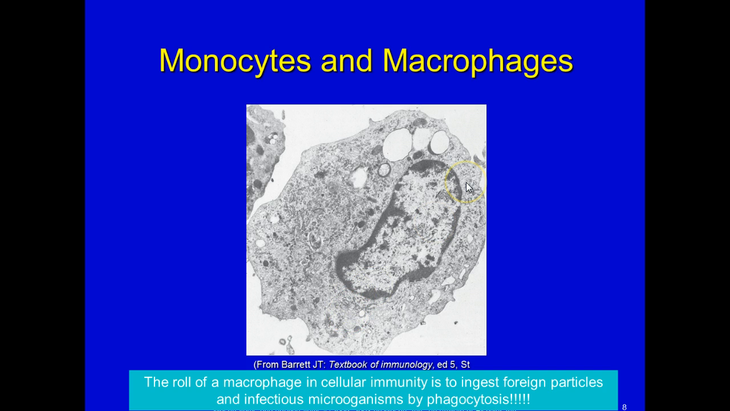Our next type of cells are monocytes and macrophages. The role of the macrophage in cellular immunity is to ingest foreign particles and infectious microorganisms by phagocytosis. He's also a great antigen presenting cell. So not only does he eat garbage, he goes home to mom and shows her the garbage that he made. So he's able to take the antigens from the things that he's eaten and show them to the T cells and say, hey, look at this. Remember this? Make sure you help us destroy it next time you see it.